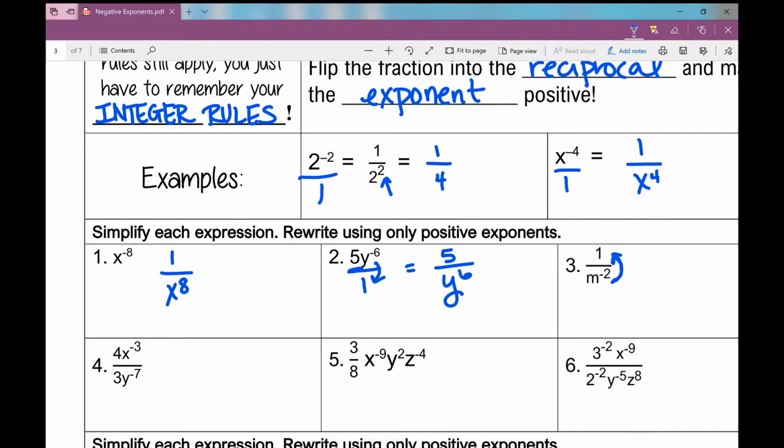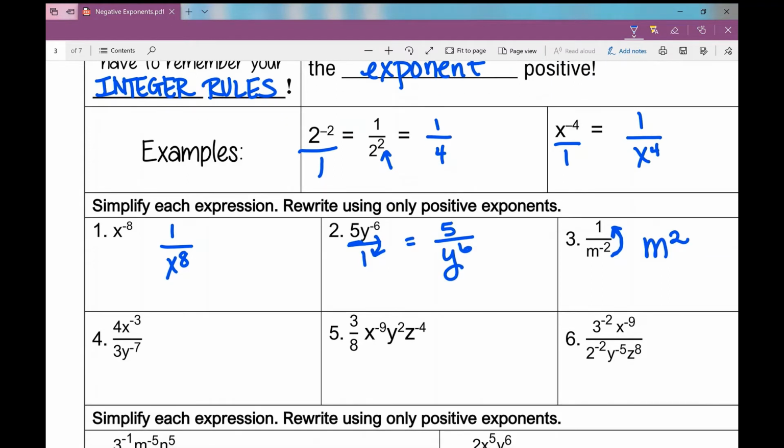If it's in your denominator, negative exponent, move it in your numerator and make it positive. So I can rewrite this as m squared. Looking over here at number 4, 4 over 3, well, I have a negative exponent attached to that x up top. That's going to move down low and become positive.